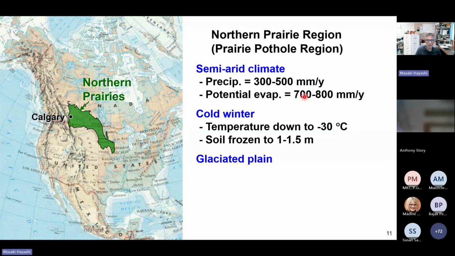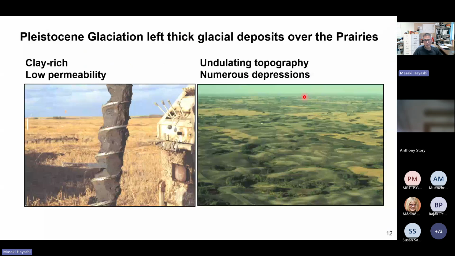And then this whole area was glaciated several times. So the last glaciation, Wisconsinian glaciation, left a thick pile of glacial sediments called till, which is generally rich in clay. So this is a picture I was drilling. I just stuck a knife in this till, and then the knife doesn't drop. It's so hard and tight.